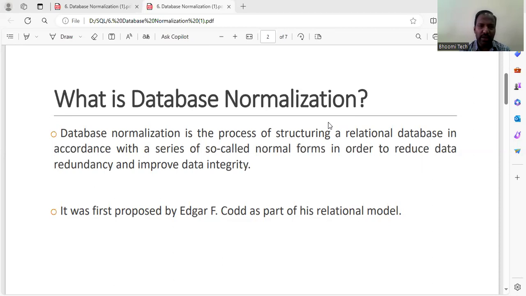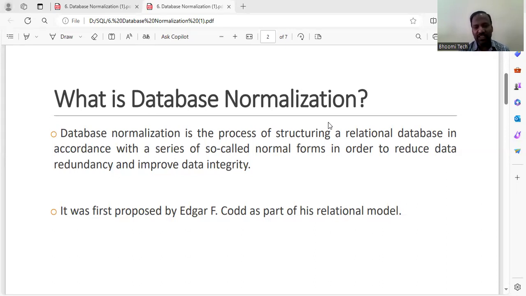So let's learn today about what is normalization and why we want to do normalization in a database. So what is database normalization? Database normalization is a process of structuring our data so that there is no data redundancy and we improve the data integrity. So why we are doing normalization is because we want to structure the data so that there is no redundant data in our database and also we can improve our data integrity.